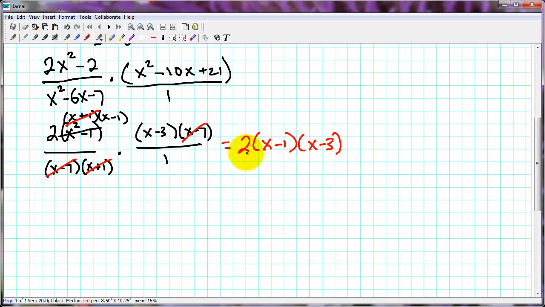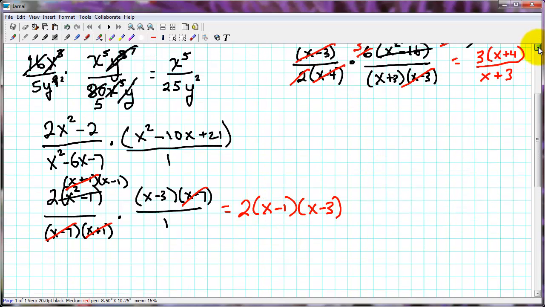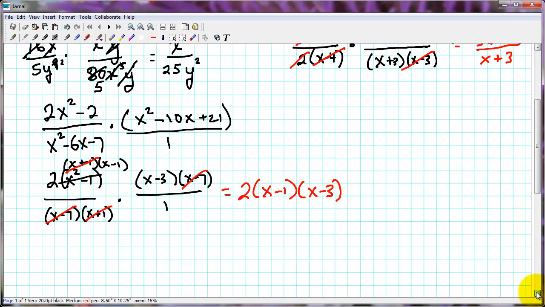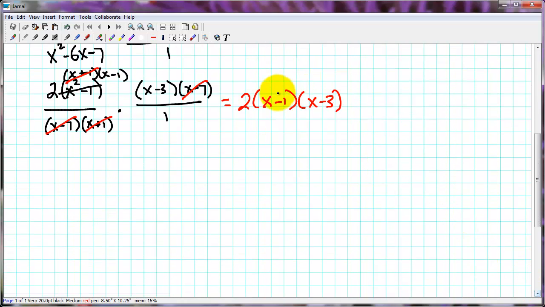Now in each of the answers, I've left our final answer in factored form. I've left it here factored, and if we look back at our previous problems, I left everything factored, although here we didn't have much we could do. We could have distributed the 3. Many times in problems there's going to be another step that might involve the need to factor, so leave your answers in fully factored form.